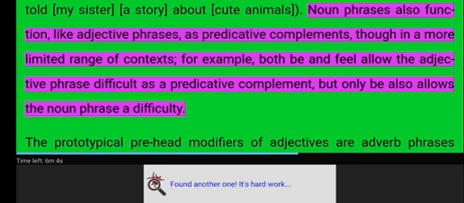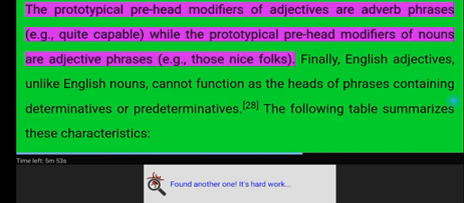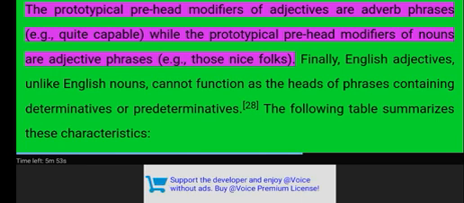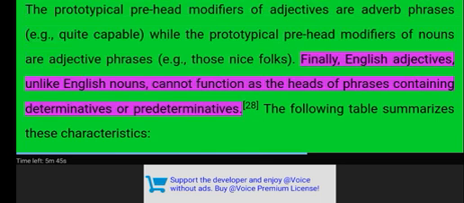For example, both be and feel allow the adjective phrase difficult as a predicative complement, but only be also allows the noun phrase a difficulty. The prototypical prehead modifiers of adjectives are adverb phrases, e.g., quite capable, while the prototypical prehead modifiers of nouns are adjective phrases, e.g., those nice folks. Finally, English adjectives, unlike English nouns, cannot function as the heads of phrases containing determinatives or predeterminatives. The following table summarizes these characteristics.